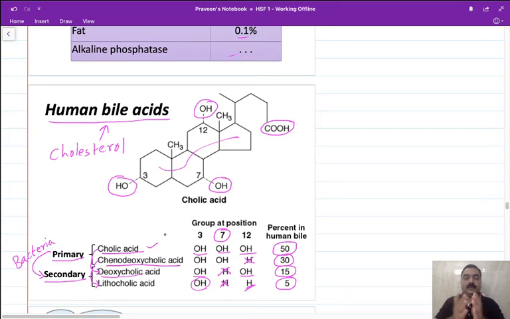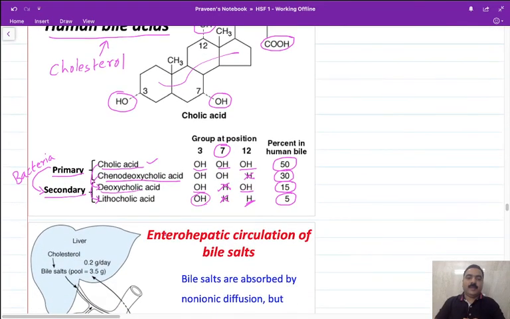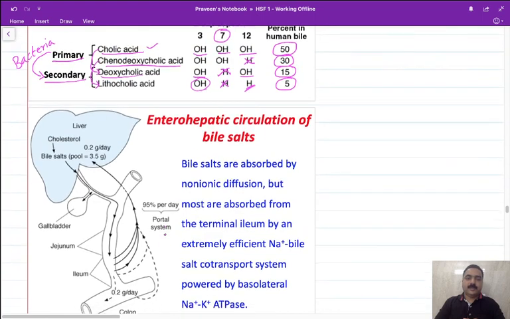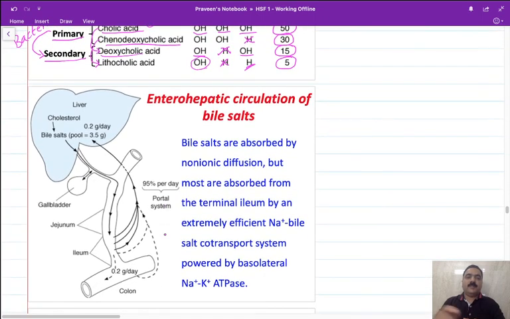Okay, so now let us see the importance of the role of this enterohepatic circulation. How do we absorb this bile? This is the enterohepatic circulation of the bile. Which part is it absorbed from? It is absorbed from the ileum. It is secreted in the duodenum, and from the duodenum it helps for the emulsification, micelle formation, digestion, and absorption of fat.